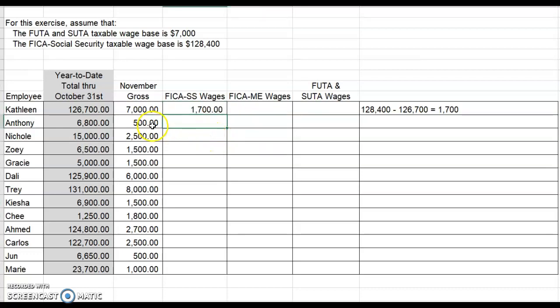There is no limit on FICA Medicare wages and Medicare tax, so all $7,000 of Kathleen's November salary is subject to FICA Medicare tax. Put $7,000 in the FICA Medicare wages column.